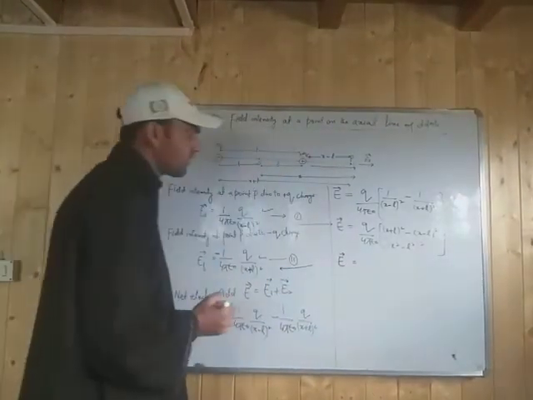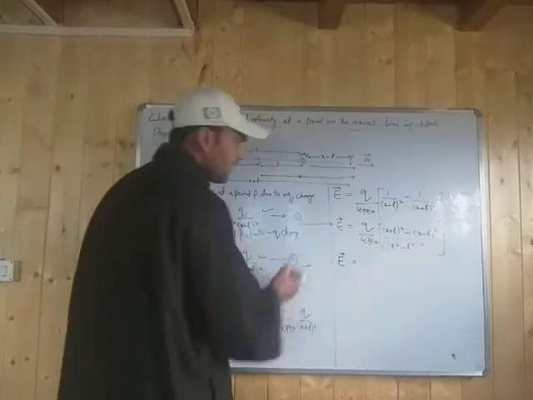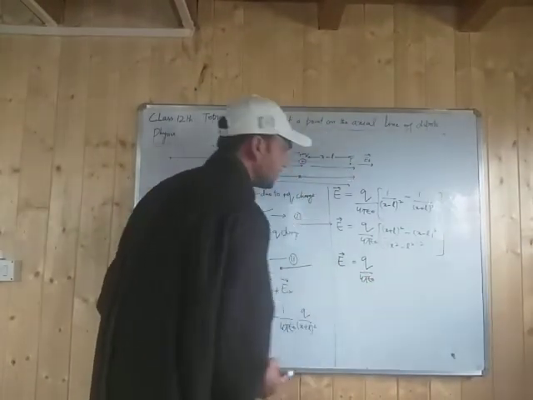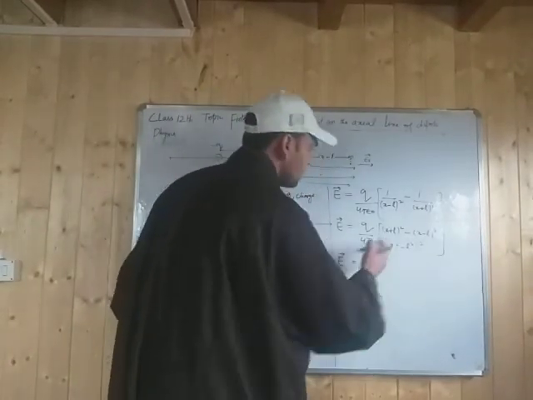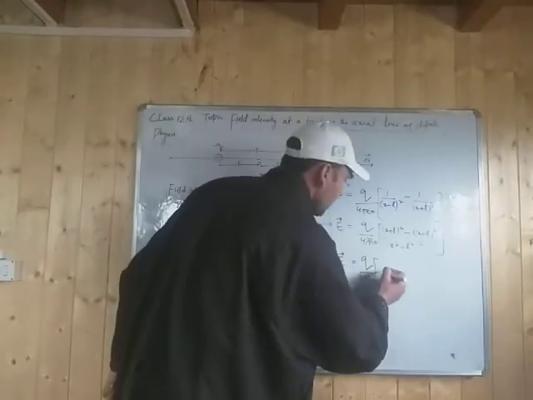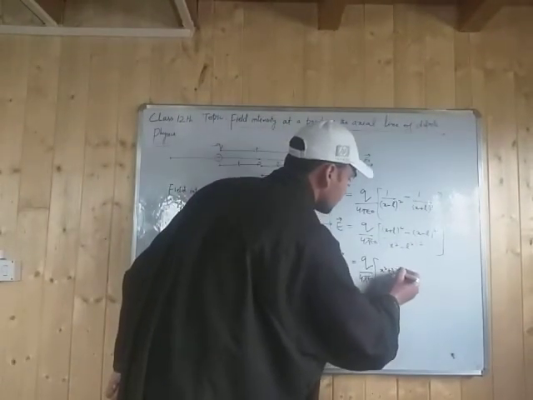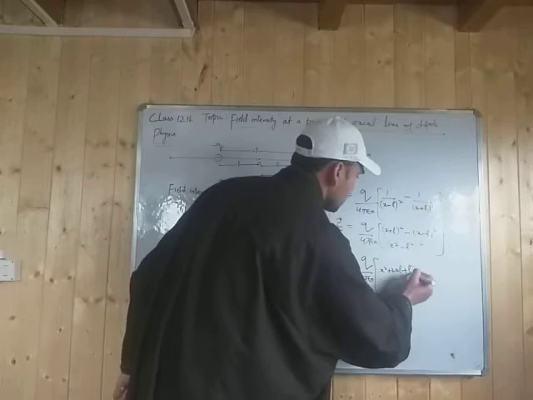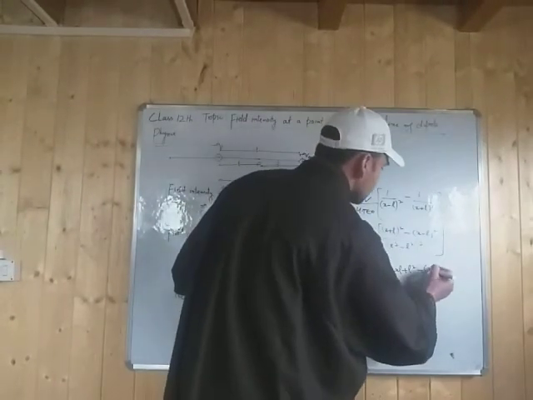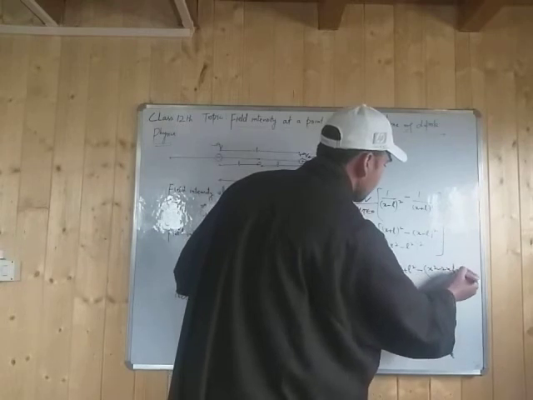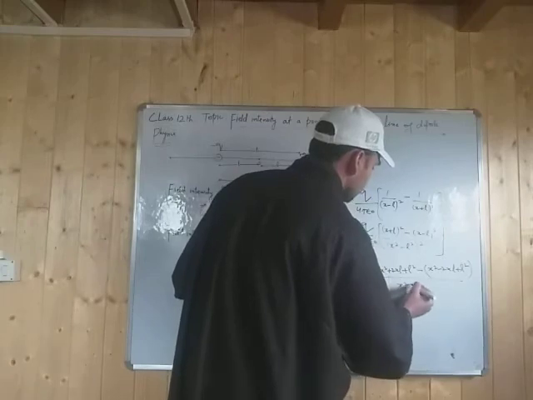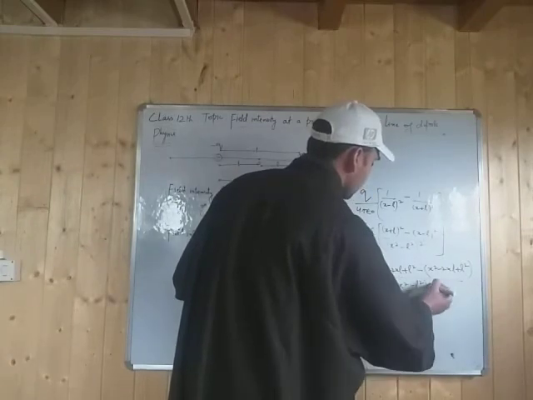Electric field is equal to Q divided by 4 pi epsilon naught into, we have to solve this: x square plus 2xL plus L square, minus, here it's minus, x square minus 2xL plus L square, whole divided by (x square minus L square) whole square.